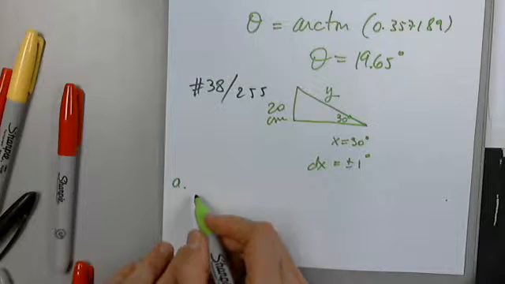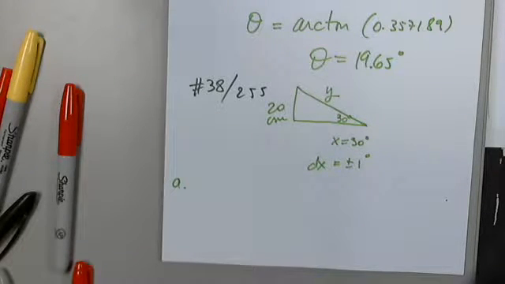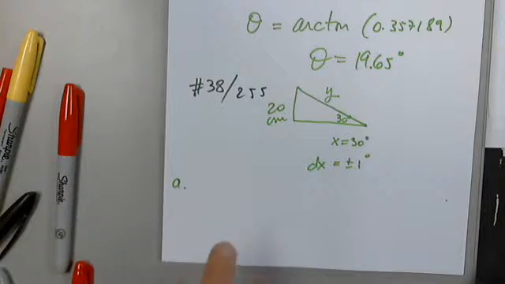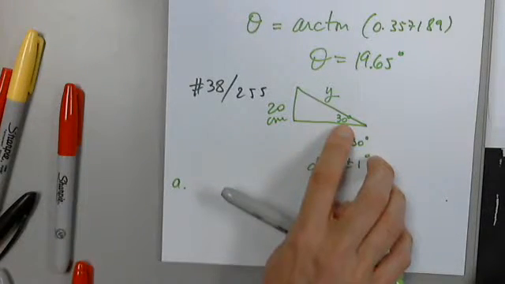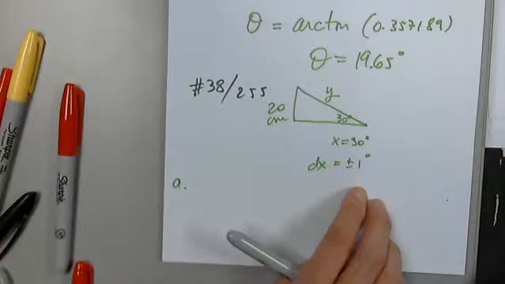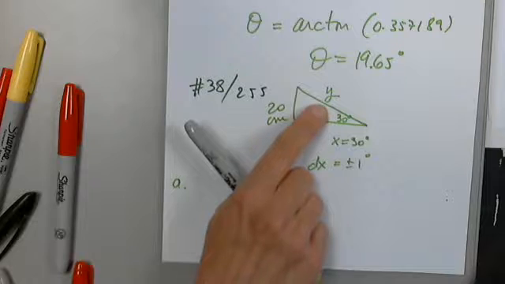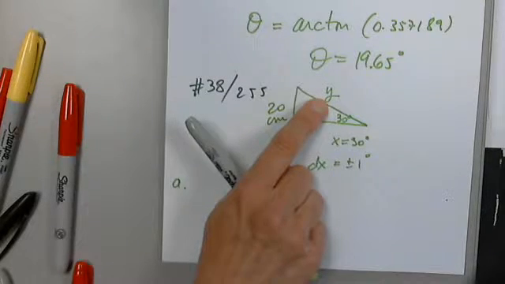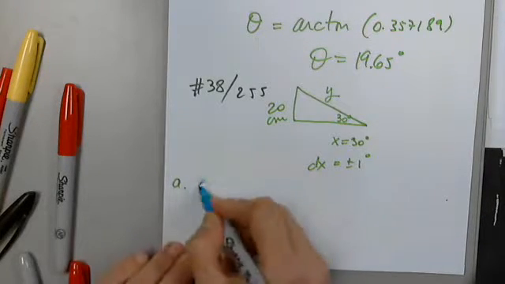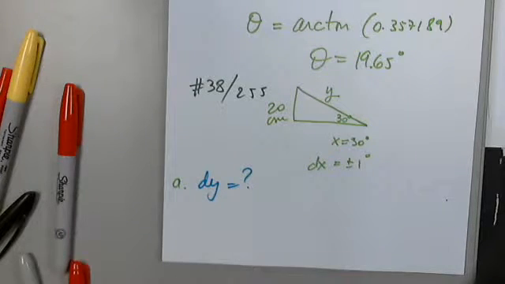Should I read the problem one more time? Very good, let's do that. One side of a triangle is known to be 20 centimeters long, so that's fixed. And the opposite angle is 30 with a possible error of plus or minus 1 degree. Use differentials to estimate the error in computing the length of the hypotenuse. So what am I asked to find? dy. Of course. This is our question. We have to find dy. But I can't find dy before I find a relationship between y and x.